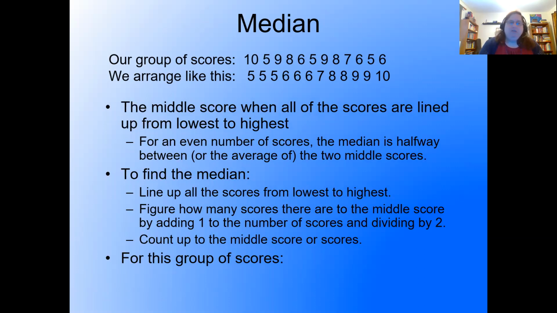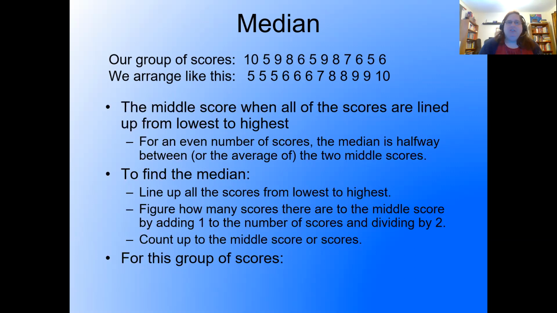So one way to find the median, and it's not my favorite way, but this works, is to line up all the scores from lowest to highest. Figure out how many scores there are to the middle score by adding 1 to the number of scores and dividing by 2. Then you count up to the middle score or scores. Personally, I'm never going to give you 100 scores that you have to do a median on, so you don't have to do it that way.